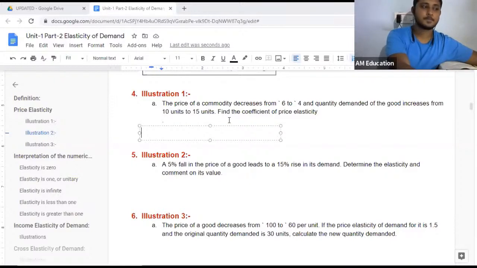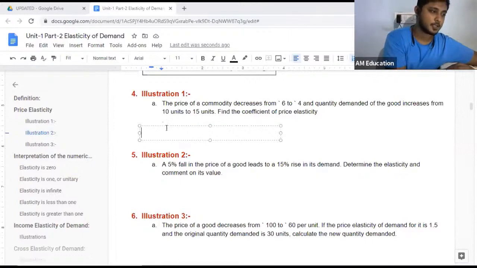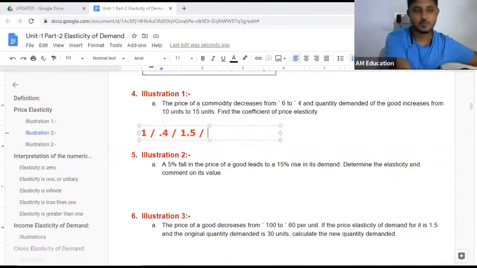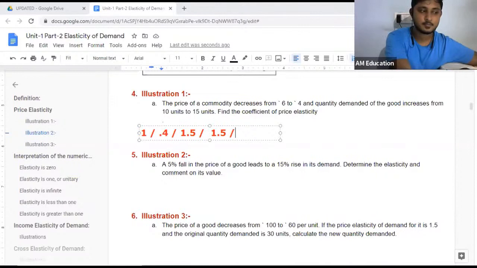All of you, is 1 the coefficient of price elasticity of demand for this product? Sir, I got 0.4. Okay, nice. We've got different numbers. Let's see: 1, 0.4, and anything else? 1.50. Anything else? 1.5, 1.50 again. Okay, anything else?